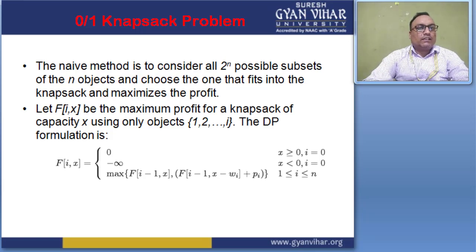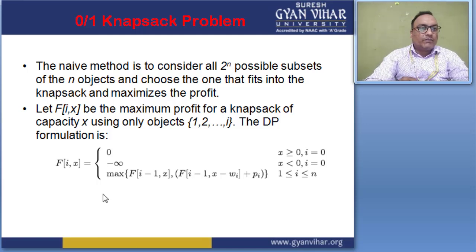So this is a method to consider the 2 to the power n possible subsets, where n is the number of objects, and choose the one set of objects that fits into a knapsack and maximizes the profit. This is the function that maximizes the profit.